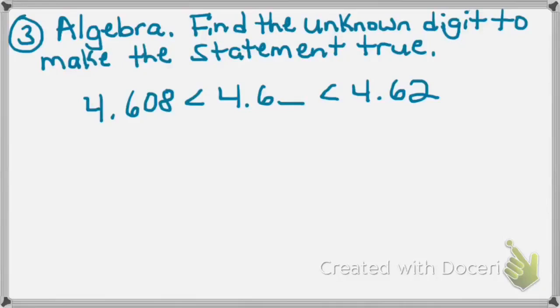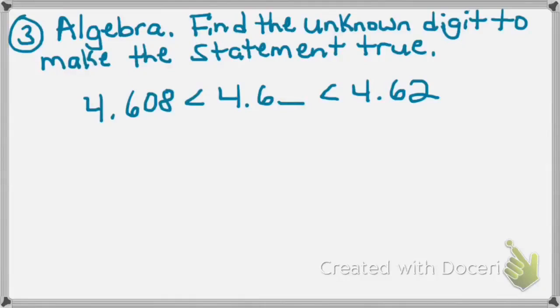And I notice here that this is a comparison problem. I have 4 and 608 thousandths is less than 4 and something, because there's a blank in it, I don't know what it is, which is less than 4 and 62 hundredths. So what am I going to do to solve this?